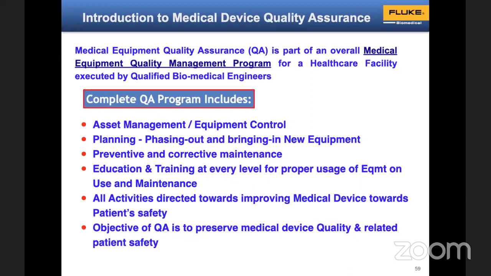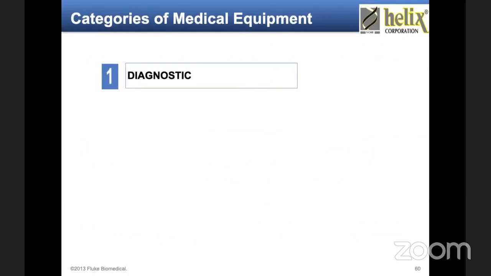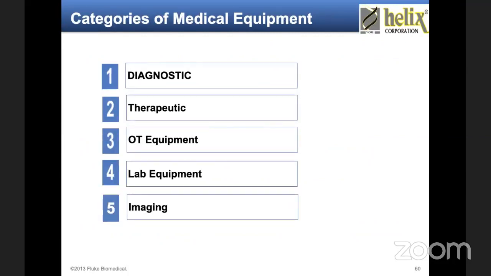All activities are directed towards improving the medical device, which is directed towards patient safety. Patient safety is the first. The objective of QA is to preserve medical device quality and related patient safety. This is part of the QA program. Equipments are classified as diagnostic, therapeutic, OT equipment, lab equipment, and imaging. So Helix is concerned with the diagnostic, therapeutic, and OT, and we have got the test equipment for all these machines. Lab equipments are different. And imaging is radiology. It requires high skill and knowledge.